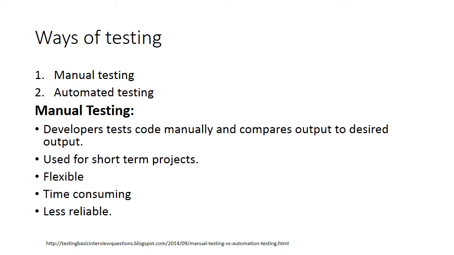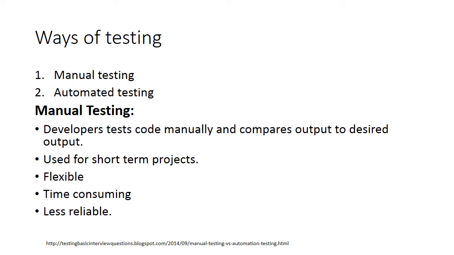There are two methods of testing. I think most of us know about this. That is manual and automated. Coming to manual testing, developers test code manually and compare output to desired output. This can be used for short-term projects as we cannot invest in software tools for smaller projects. It is flexible as we can work on it immediately whenever we want, whereas automatic testing takes some time to set up, and it is less reliable due to human errors and also time consuming as it is manual.